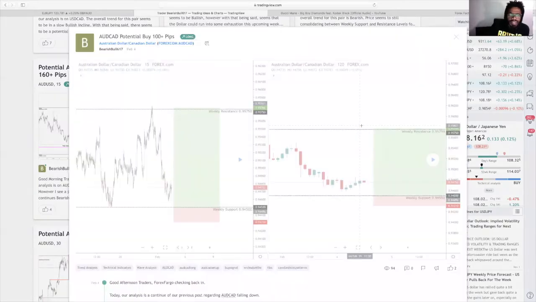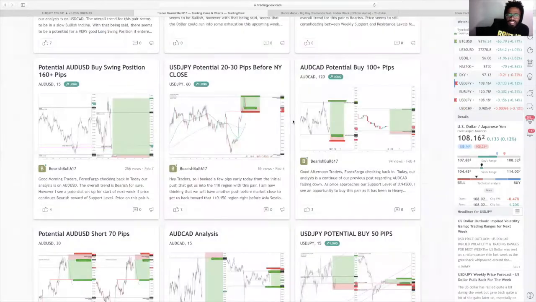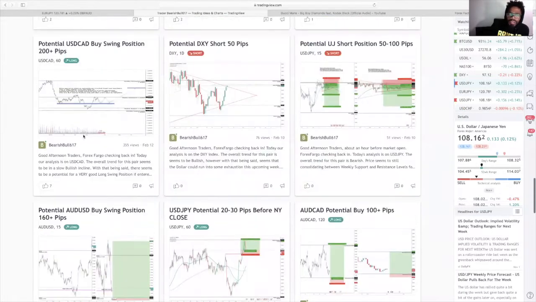On this one over here, a potential ACAD, you can see I have my weekly resistance and weekly support levels, right? So I was just trying to trade support and resistance and see how that worked for me.